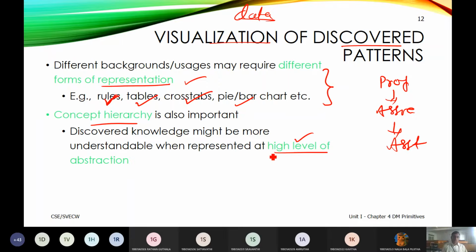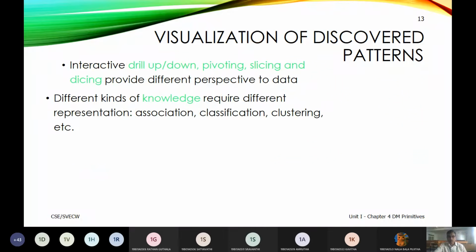So that is what we call a concept hierarchy, and the discovered patterns are represented in the form of rules, tables, pie charts, graphs, etc. All this is going to be represented. So that is what we call discovering of knowledge.